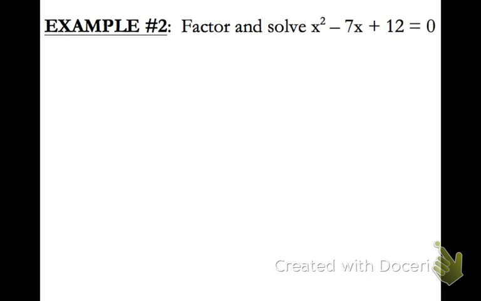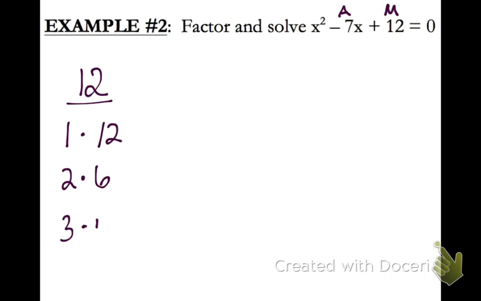Okay, for this next one, I don't have a coefficient on x squared again, so I know I'm going to continue to use the same method. I'm looking for what multiplies to 12 and adds to negative 7 this time. So make sure you note that it's a negative 7. So my factors of 12 again are 1 times 12, 2 times 6, and 3 times 4.